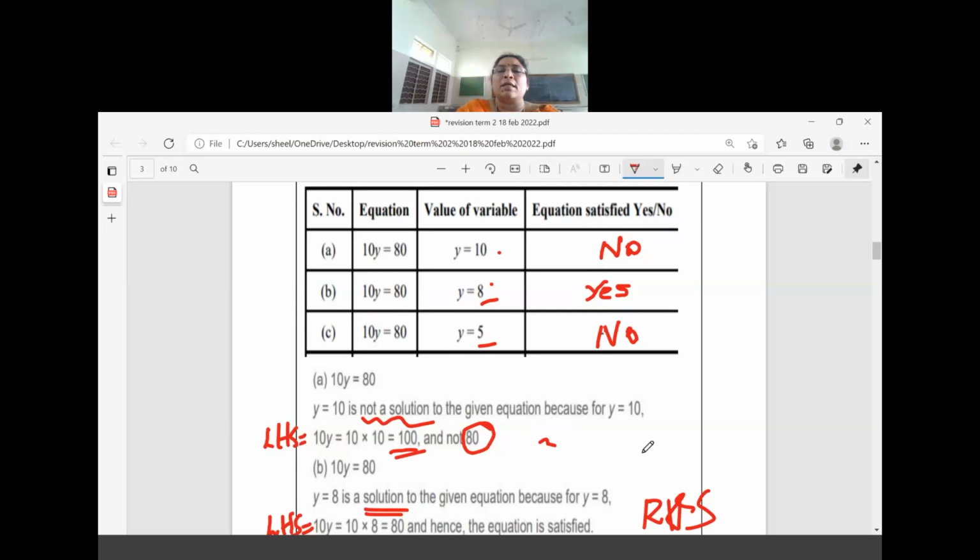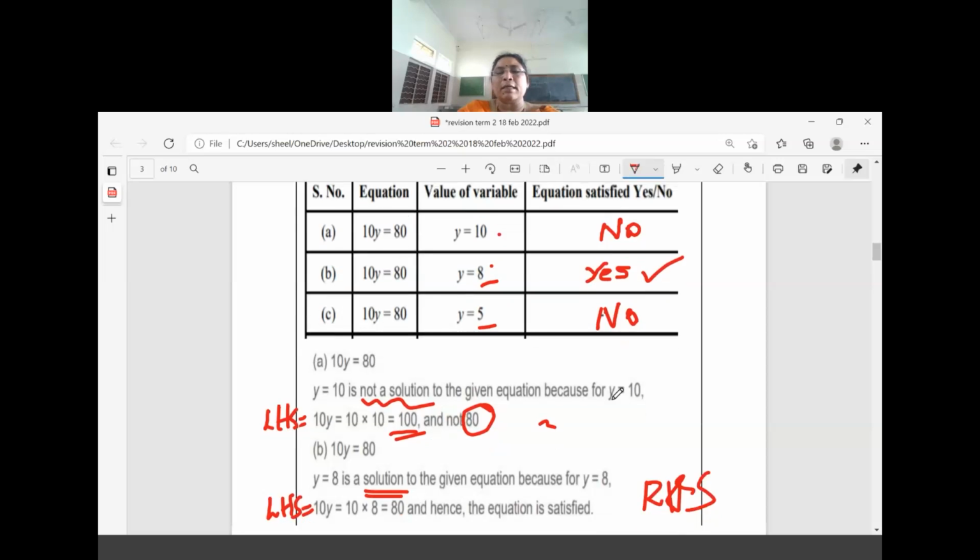So here 10y equal to 80. When we replace y with 10, we are not getting the solution. It is no only. 10y equal to 80. When y is replaced by 8, we are getting 80 on both sides, LHS as well as RHS. So it is a solution. When we replace y by 5, what are we getting? One side we are getting 50, another side we are getting 80. So 5 is not a solution only, right?